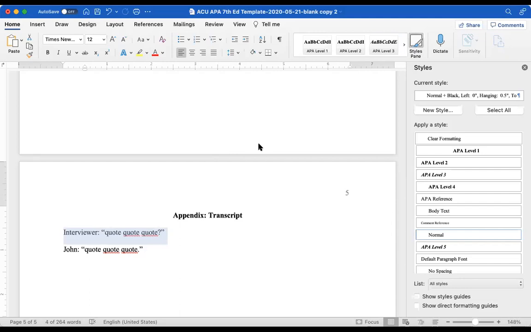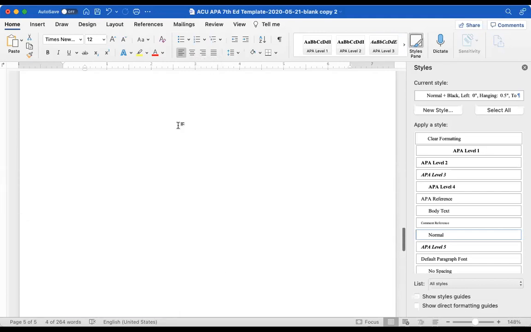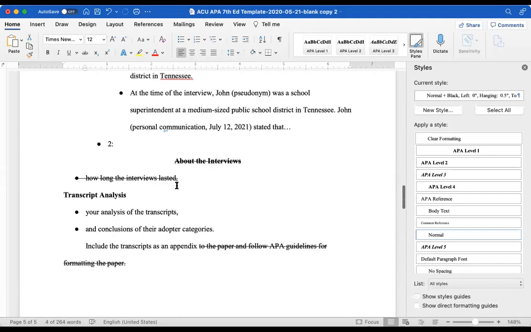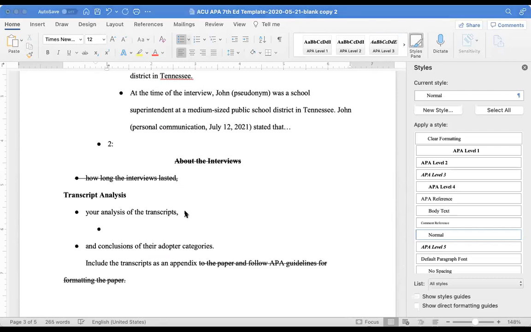Another comment from the instructor: use direct quotes to add credibility. Yes, the more you can ground your analysis and your conclusions in specifics, the better able you will be to convince your readers of that. So, for example, if we're doing this analysis of the transcript here, and let's just say that we're going to classify someone in the early majority deliberate category.